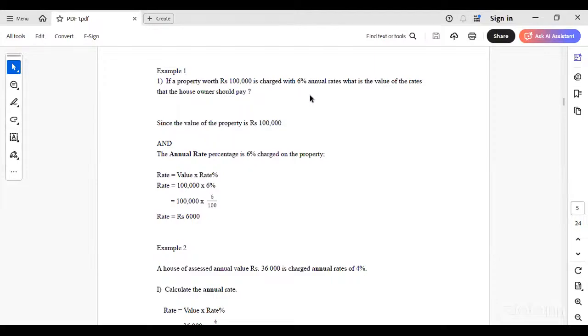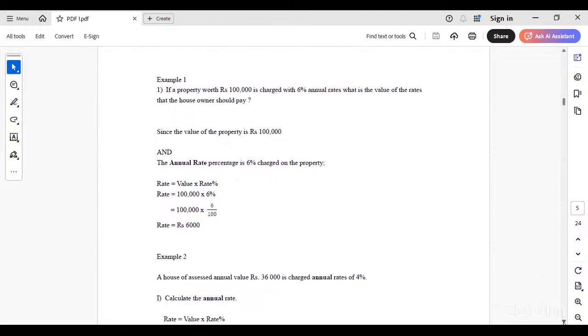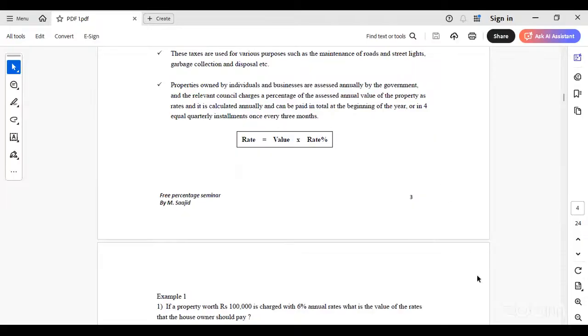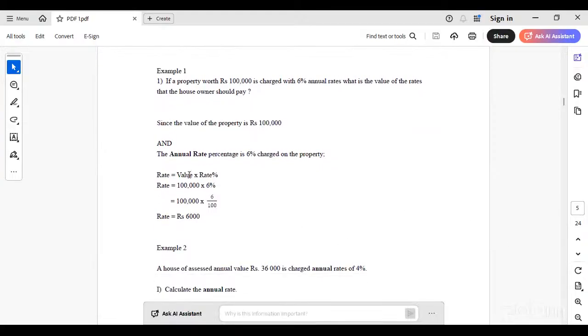Right. So move to page number 4 in your queue. You have an example for rates there. You can see that. Example one says, if a property worth 100,000 is charged with 6% rates, what is the value of the rates that the house owner should pay? Since the value of the property is 100,000 and the annual rate percentage is 6%, we know the equation. The equation for rates is rate equals the value times the rate percentage. So the value here is 100,000 times the rate percentage of 6%. You can multiply this and get the answer for the rate as 6,000 rupees.